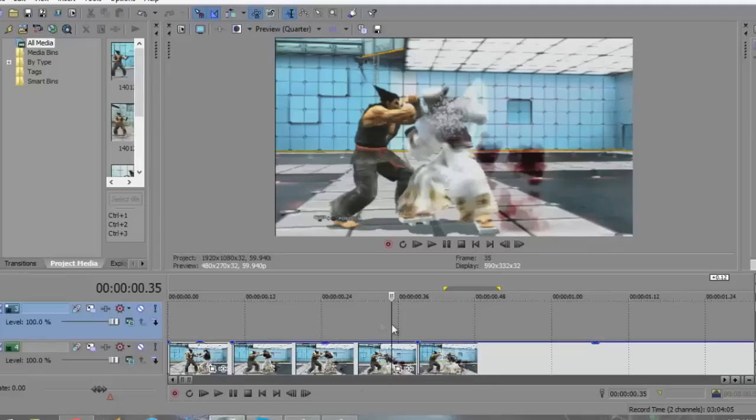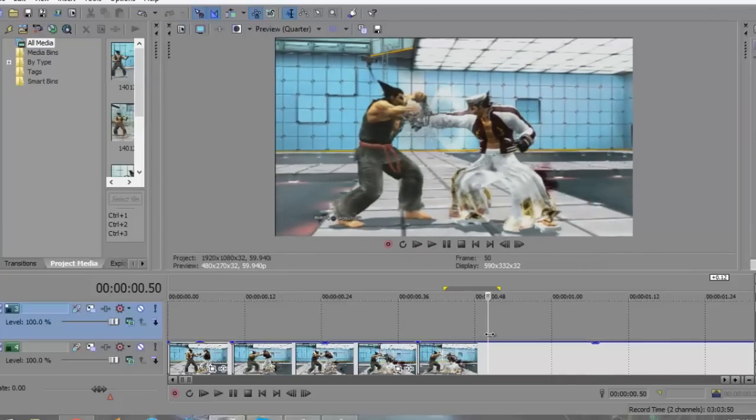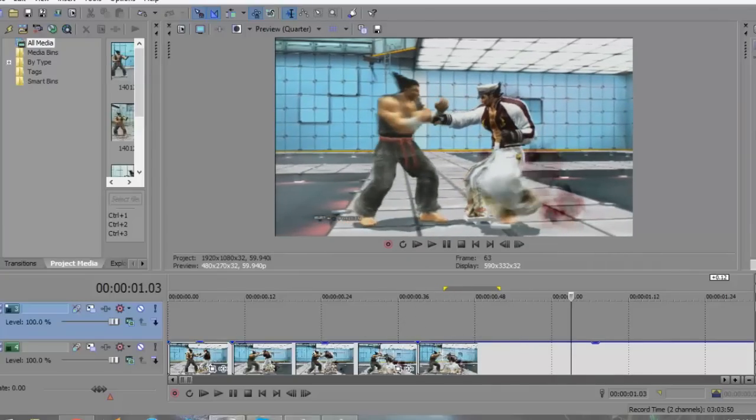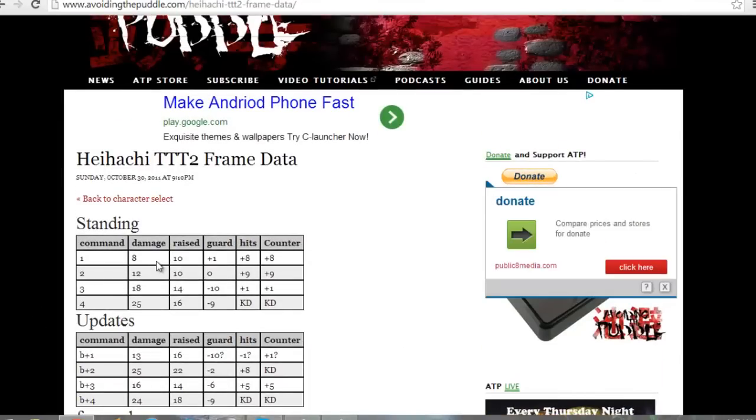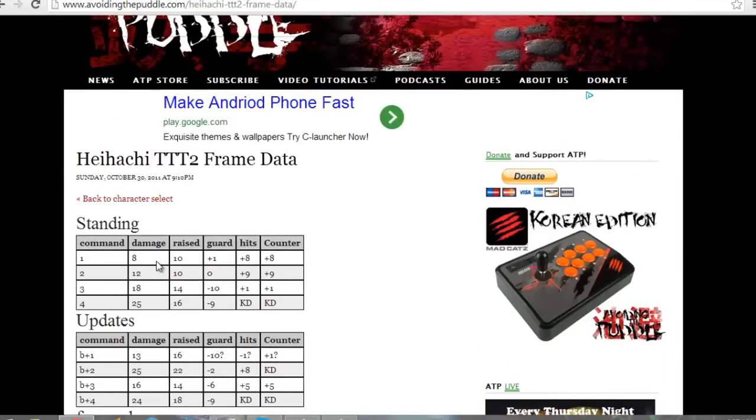The left side Heihachi can punish you with any move that hits and ranges between 1 to 17th frame. You can check out the list of commands that you can use against the 112 on guard, but they have to be in between 1 to 17 frame.